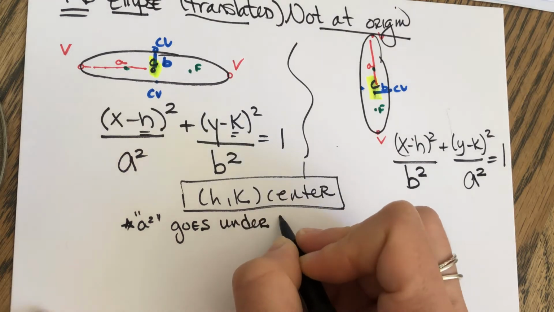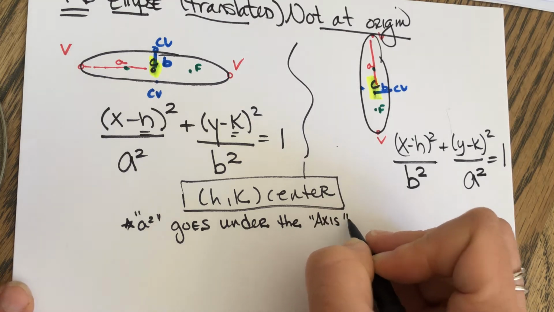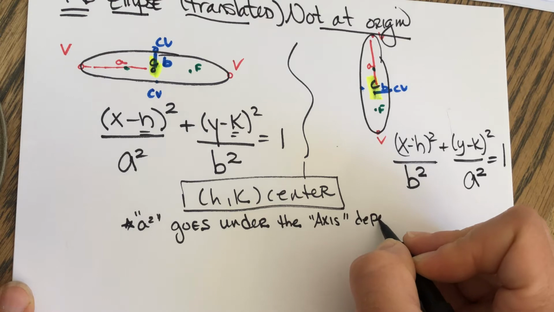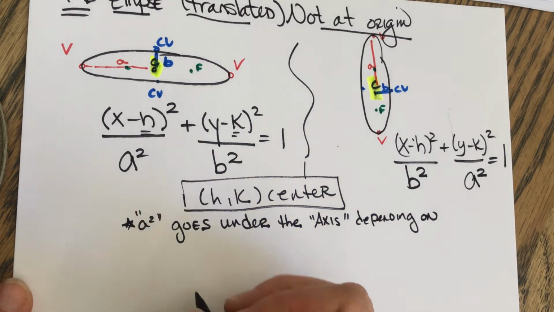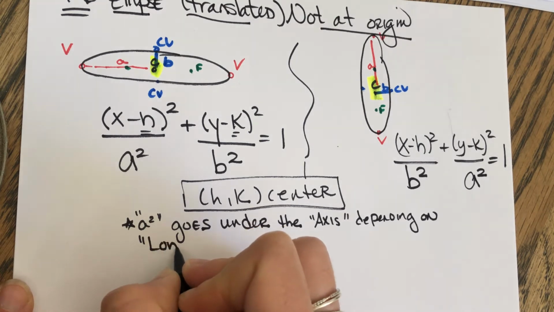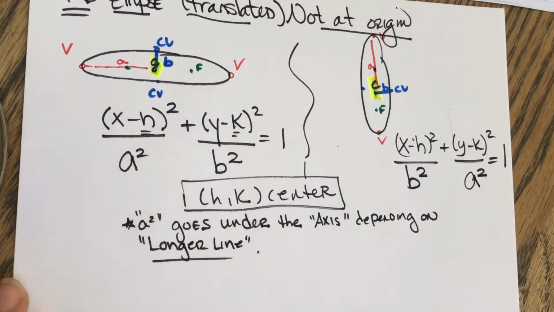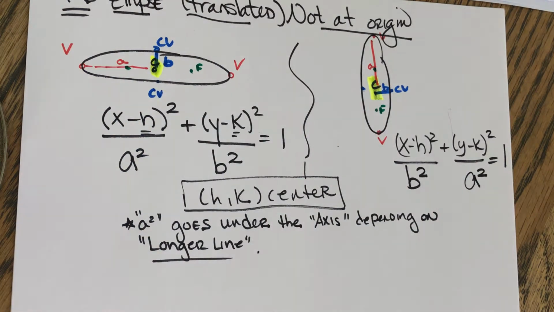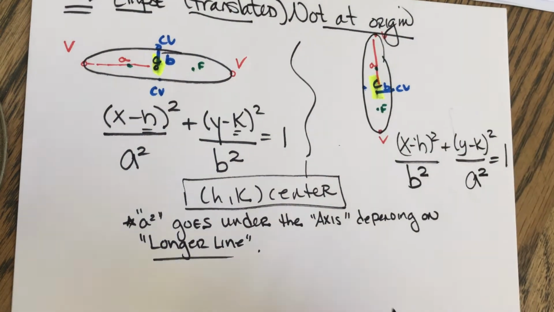under the, we'll say the axis, whether it's X or Y, depending on the longer, we'll just say the longer line. It's not the best wording. I was just trying to give you guys a hint, but it's what we talked about yesterday. Obviously this is the longer line, so A is going to go under X. This is your longer line, so it's going to go under Y.